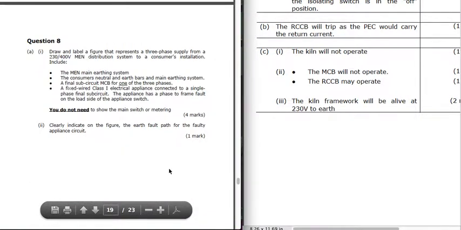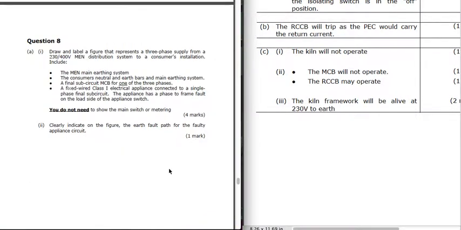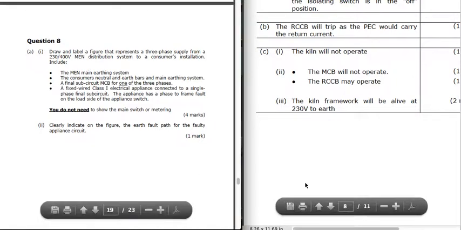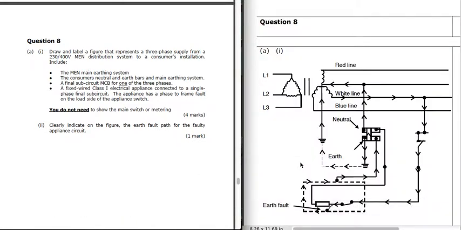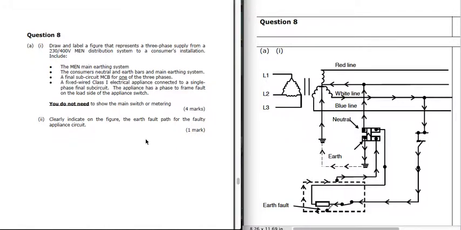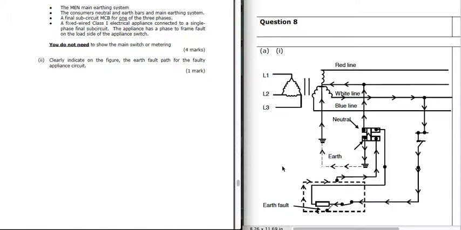Question 8. We've got an MEN system that we've got to draw. So you must go into this assessment being able to draw this MEN system. Delta to star transformer, 3 phases and neutral. Be able to draw the load of one of these phases through your neutral and your earth bar and your phase connections to a load, and be able to draw in the earth fault loop impedance path. So that's the earthing system.